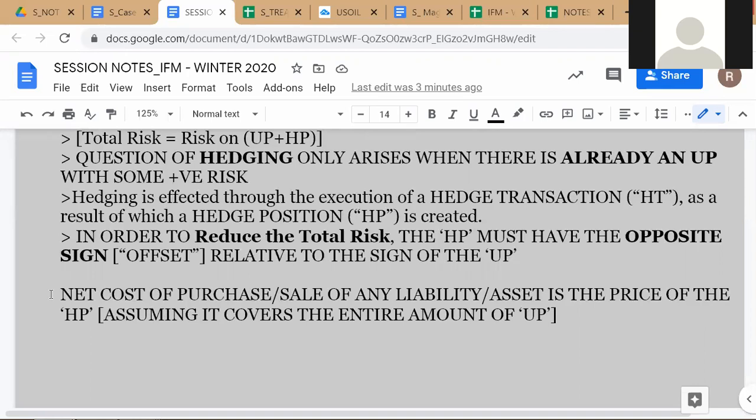Okay, and this is something you'll find out eventually. You can see this actually. This is already given in the Hal Basu examples. If you see the Hal Basu examples, you will see essentially what happens. The net cost of purchase or sale of any asset or liability is the price of the hedge position.